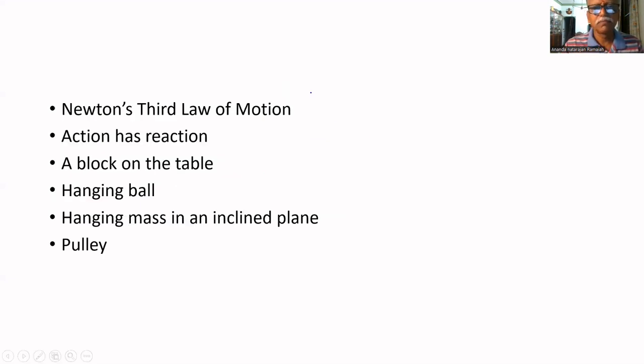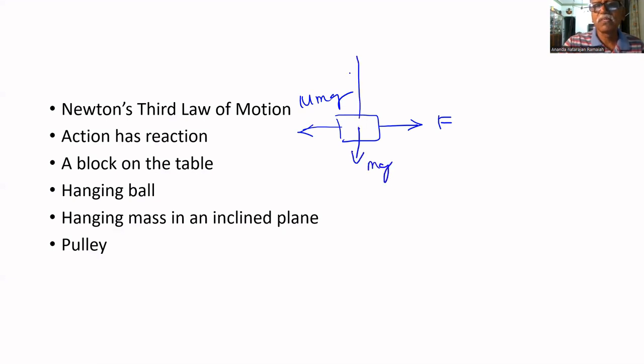Third law: every action has a reaction. So that's what this F is. Because of F, the mass moves to the right, and there is a reaction, that is called mu mg. Mg is acting downward, and for every action there is an opposite and equal reaction, the normal force.